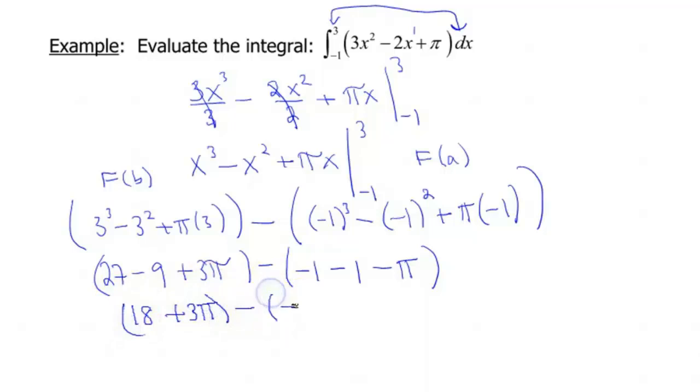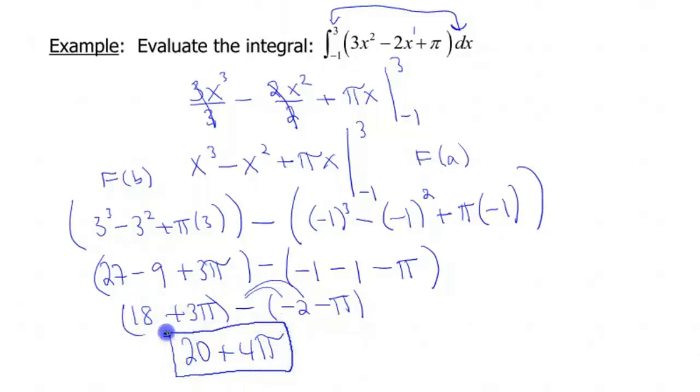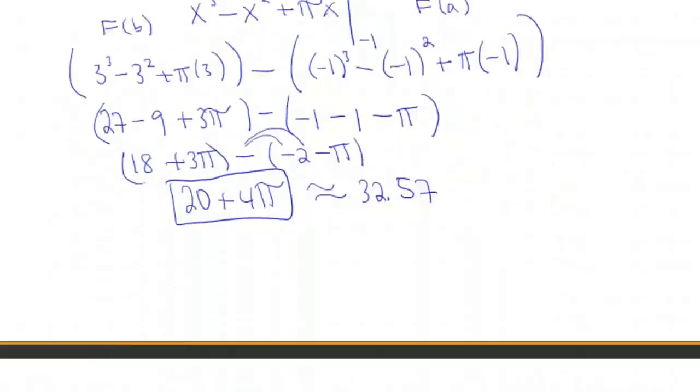And then minus -2 minus pi. Combining our like terms, that gives us a negative and a negative, so this negative here has to be distributed, which is why I keep putting these parentheses in here. So that's going to end up giving me 20 plus 4 pi. So that's my exact value of my integral. If you just want an approximate value, though, this gives us about 32.57 if I crunched everything correctly. Okay. Fantastic. All right, next example.